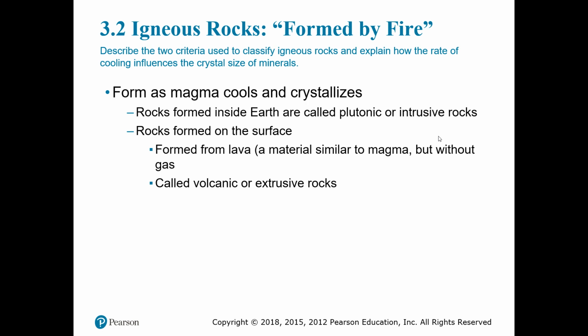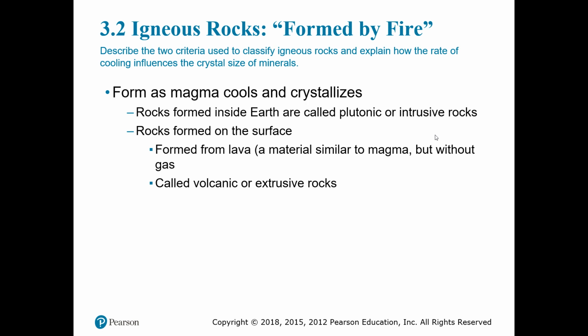Section 3.2 is on igneous rocks, rocks that are formed by molten magma. As magma cools and crystallizes, it forms into igneous rock. Therefore, any rock, sedimentary, igneous, or metamorphic, that melts will then cool and harden and turn into a new igneous rock.